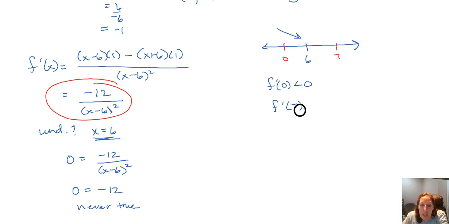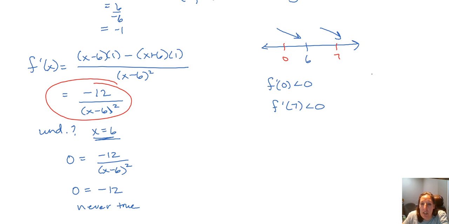And then if we plug in 7, we're going to actually have the same thing happen. We're going to get a negative 12 in the numerator. 7 minus 6 is going to give us 1 squared, and the denominator is 1. And that is also going to give us a negative number. So that means our function is decreasing everywhere it's defined. So it's going to be decreasing from negative infinity to 6.